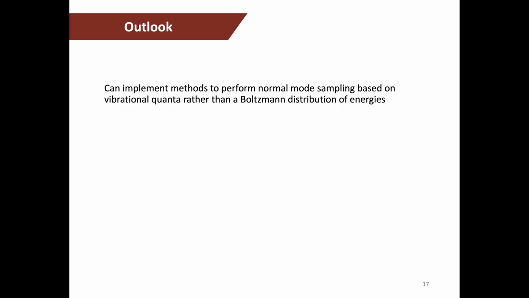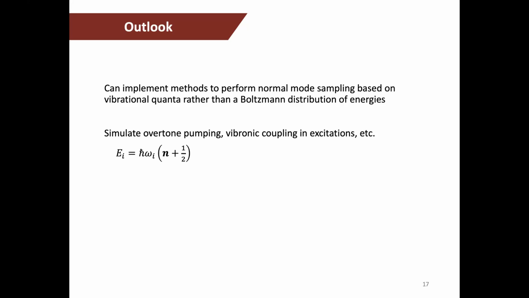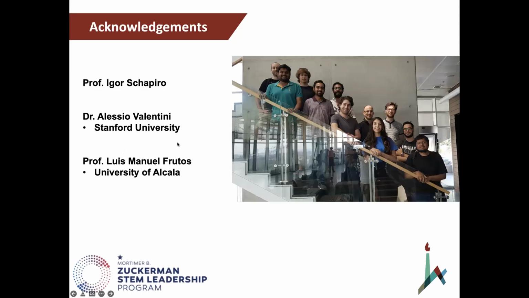Moving forward, one thing I want to do is add methods which can perform normal mode sampling based on vibrational quanta rather than a Boltzmann distribution of energies, because this would allow people to simulate overtone pumping and vibronic coupling and excitations. You could simply model that using this harmonic oscillator energy expression I showed at the beginning. A lot of the time, people are actually just interested in looking at how a certain vibrational mode impacts a reaction, and this would allow people to study that.